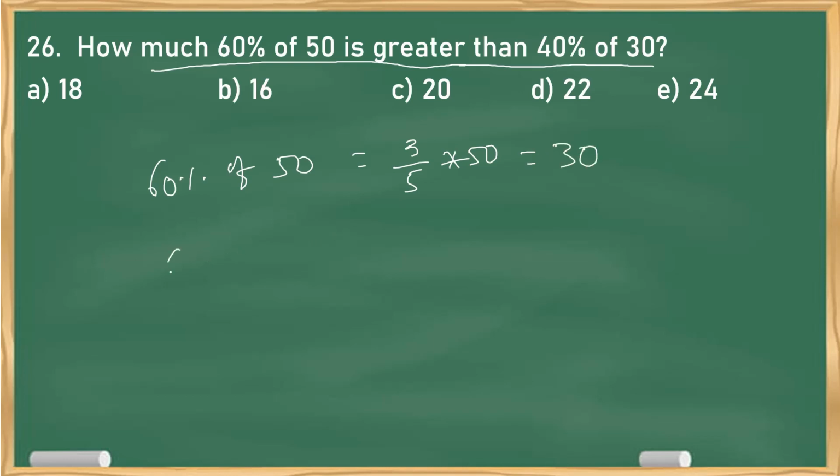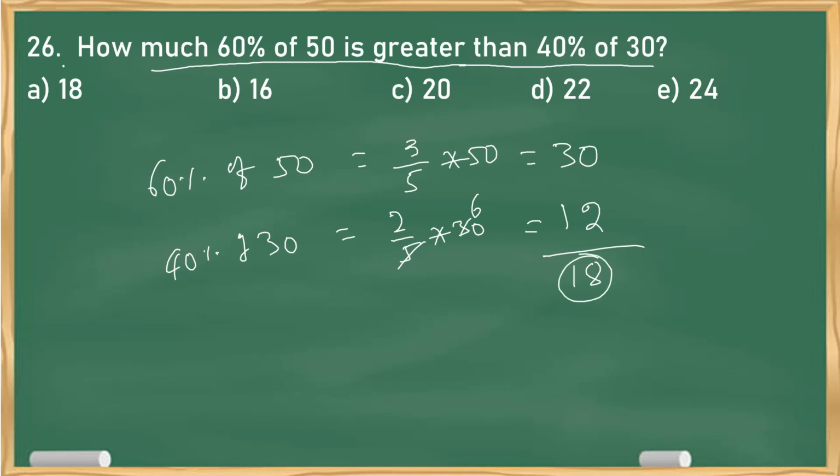And 40 percent of 30. 40 percent means 2 by 5 into 30. That is 12. And what is the difference here? 18. So this is the answer. Okay. So these are the questions.